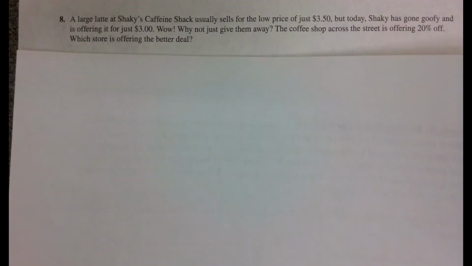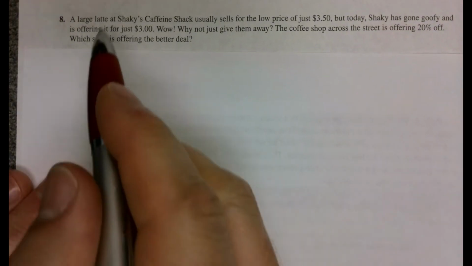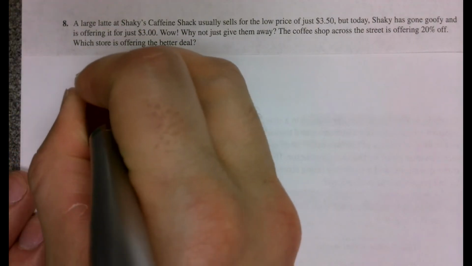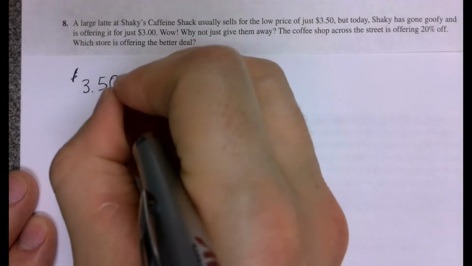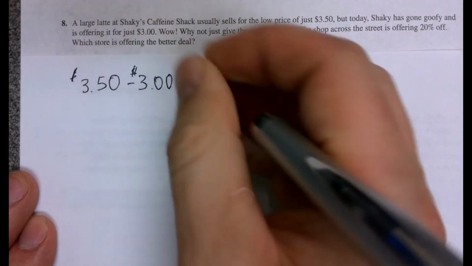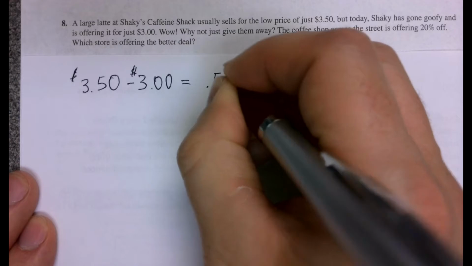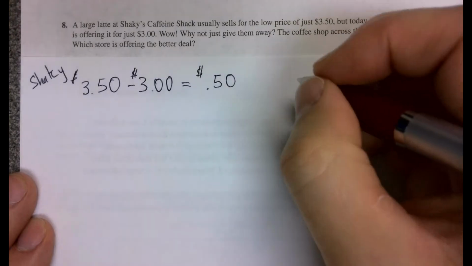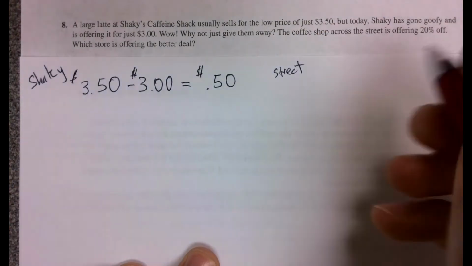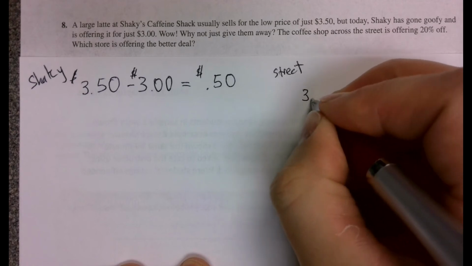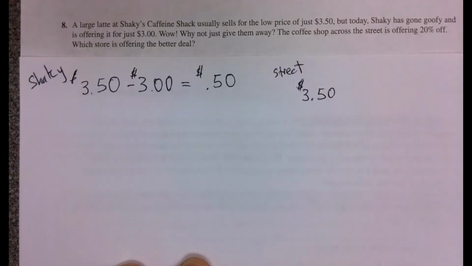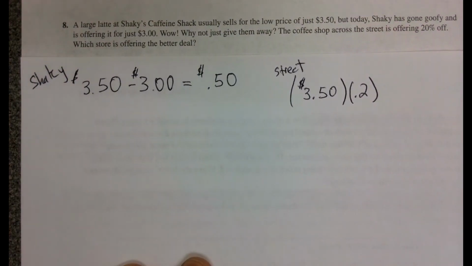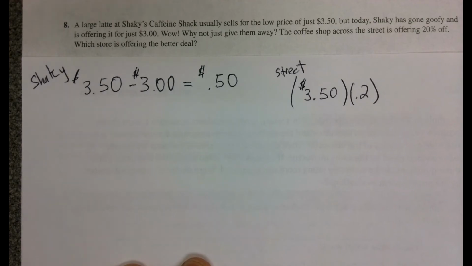Okay, so again, we have two ways to solve this. One way, we could look at the amount of discount. So here's the original price, $3.50. Here's the current sale price at Shakey's, $3. So the amount of savings, the amount of discount is 50 cents. Let's call this Shakey's. We'll call the other one the street. Well, the street is offering 20% off. So we'll take the original price, $3.50, and we'll calculate what's 20% of that. So we'll multiply that by 0.2, and that'll get us our discount amount.